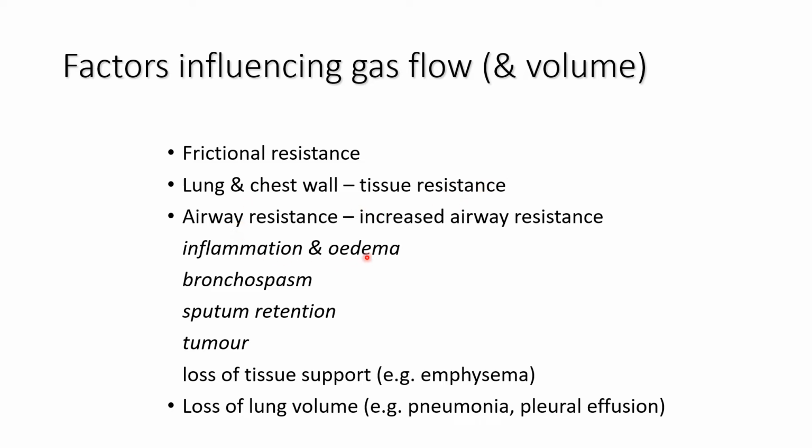Anything that influences airway resistance will result in limitation of airflow, for example, inflammation or edema affecting the lumen of the airway, bronchospasm of the middle smooth muscle layer, sputum retention, excess production of sputum which doesn't clear and actually narrows the airway, or the physical presence of a tumor, or loss of tissue support. For example, a condition named emphysema, characterized by destruction of alveolar walls, or conditions which result in loss of lung volume, for example, pneumonia or pleural effusion.